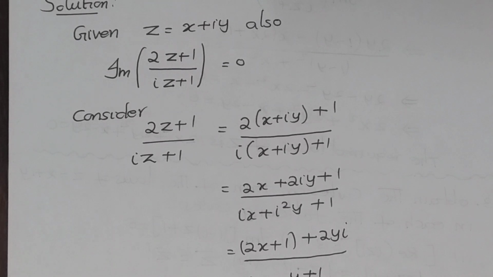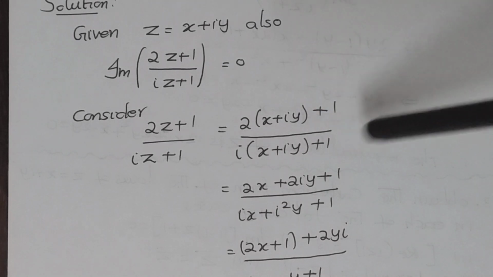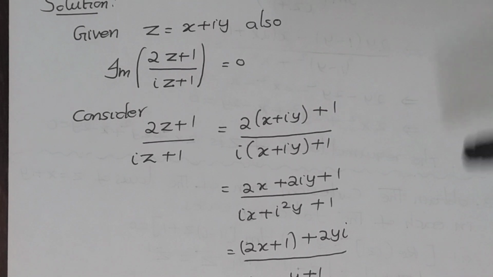Now I want to arrange both numerator and denominator in the form of a complex number. Then only I can simplify this one. I can take the complex conjugate and simplify. In that I can take only the imaginary part.